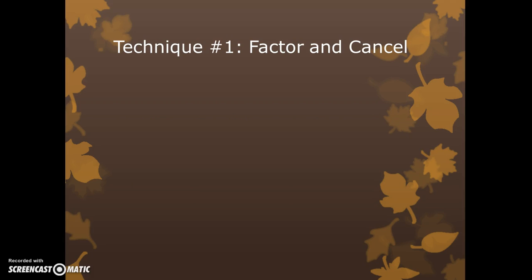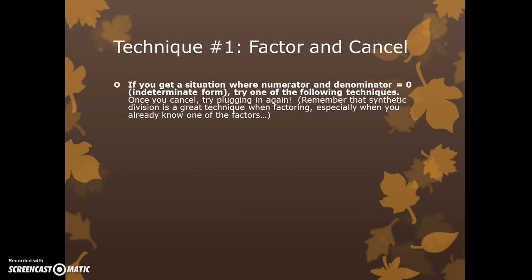The first technique I'll cover in this PowerPoint is how to factor and then cancel. This is a technique that's particularly useful if we're dealing with rational functions. So if you get a situation where the numerator and denominator are both equal to 0, which is what's called indeterminate form, try one of the following techniques. Factor and then cancel. Once you cancel, then try plugging in again.